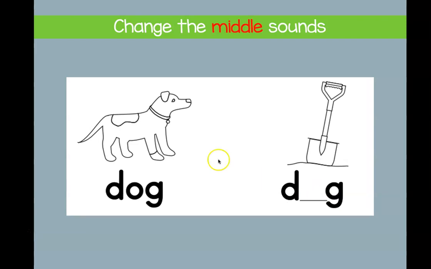Let's try another one. You know what this word is because it goes with the picture. That is dog. But if we take away the O and change it to a different letter, we have a word that goes with this picture. What can you do with a shovel? Oh, dug. I dug a hole with the shovel. So what letter would I change the O to? D-ug. That's right, a U again.